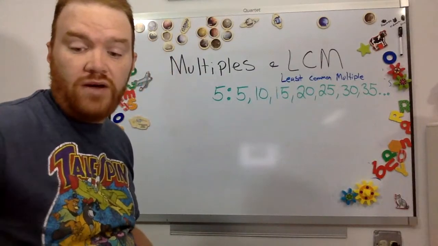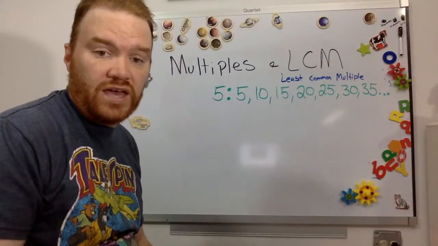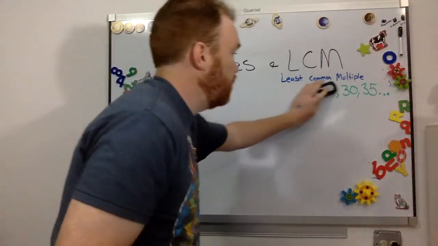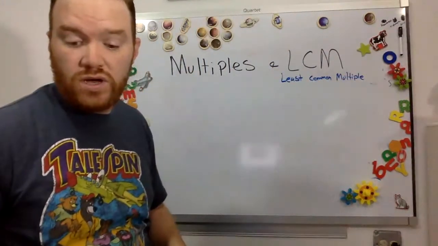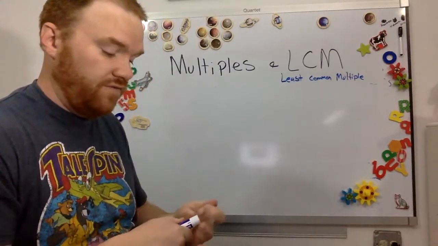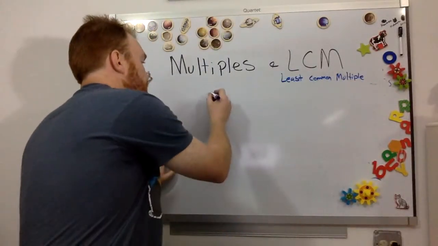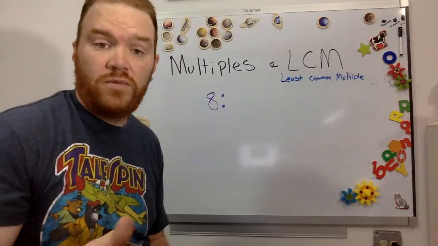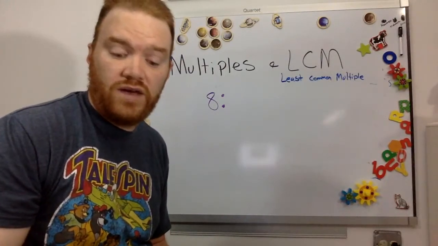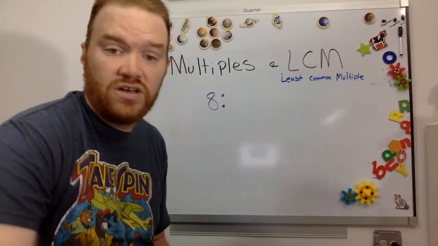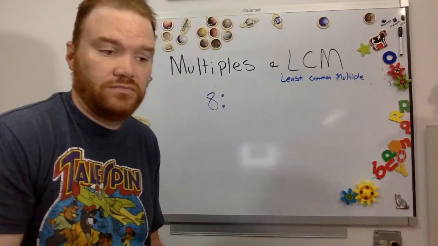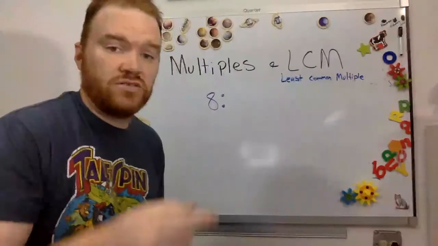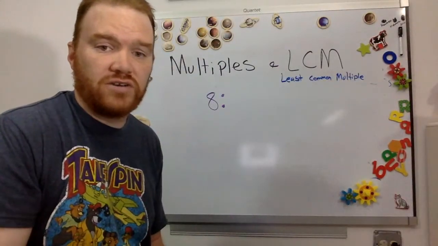Now I'm going to let you have a chance to pause. I would like you to list out the first 7 multiples of 8. Take a moment, hit pause, and list those out. Press pause right now, because I'm going to start faster than you can probably list all of them.